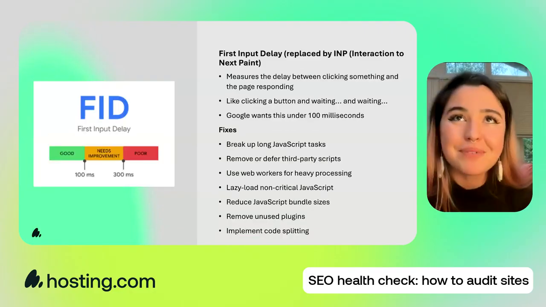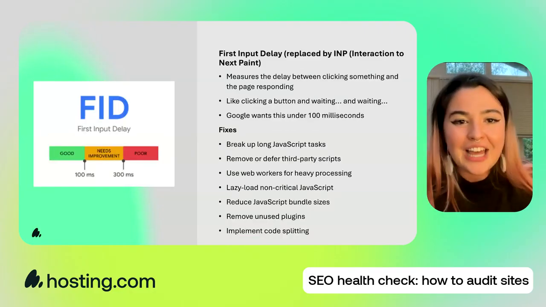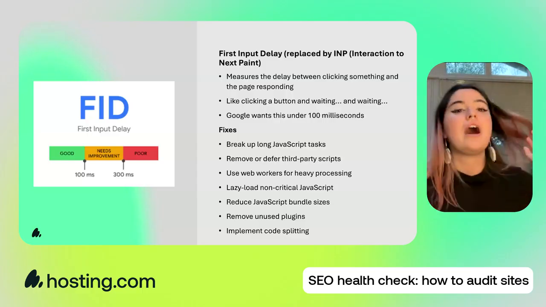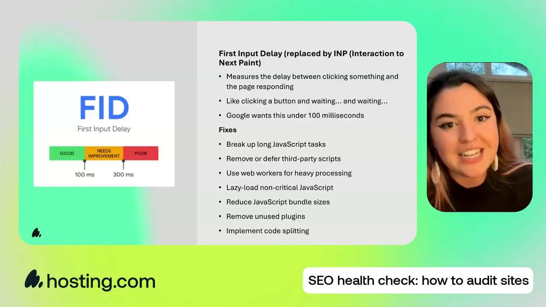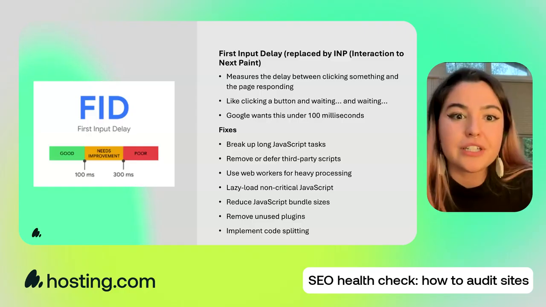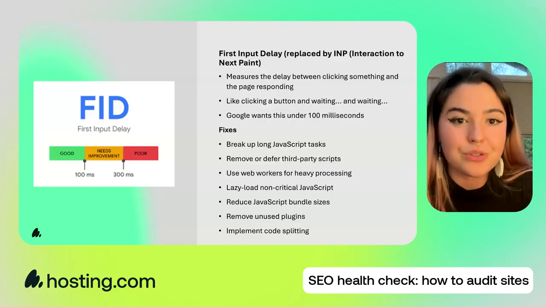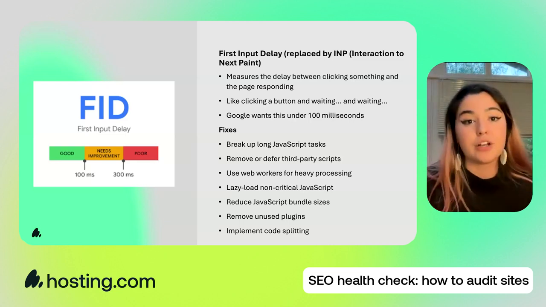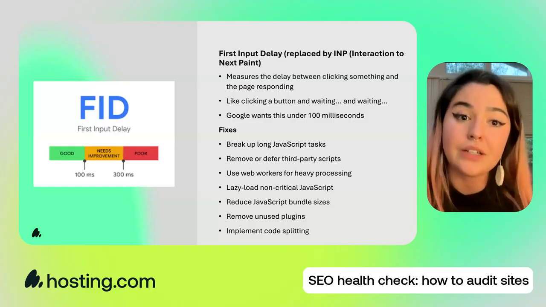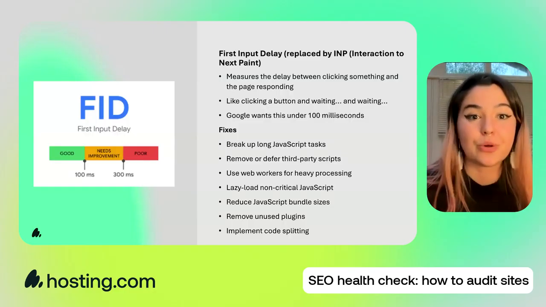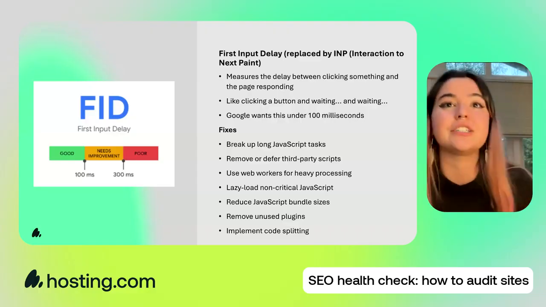FID, which is now INP. So first input delay used to mean how long it took from the first click to the next action. Now INP, which is interaction to next paint, measures all the clicks on your site. And if you're using your browser tools in Google Chrome and you open up just like you would on Lighthouse, you'll see that you have a performance tab. You can actually measure INP on your site and on your competitor sites as well. And as you click around, you'll get to see what that score is, and you can take those numbers and add them into your audit spreadsheet that I shared.